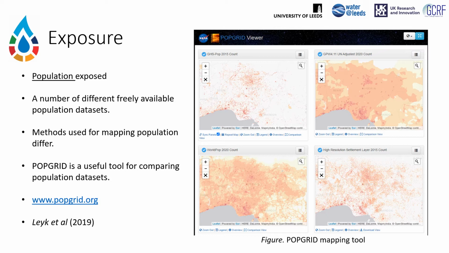If you're planning on using these data sets, I recommend checking out the website. I've posted the URL on the slide here. It's popgrid.org. And there's also a paper that dives into greater detail about the different methodologies for mapping population. So that's the Lloyd et al. paper. I'll add the reference at the end of this presentation.